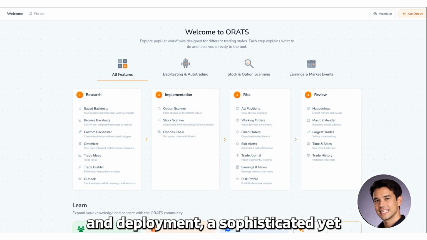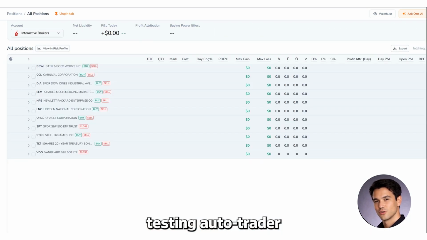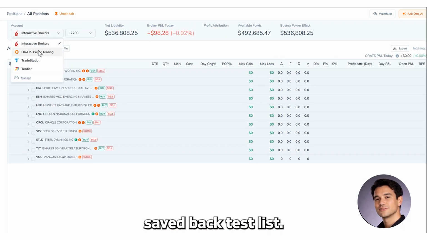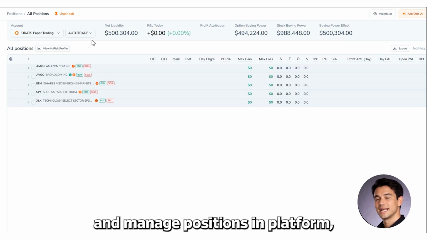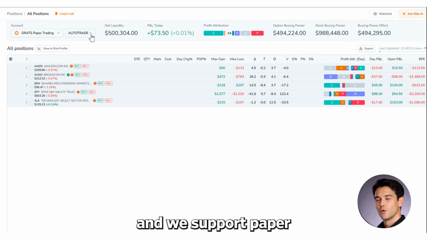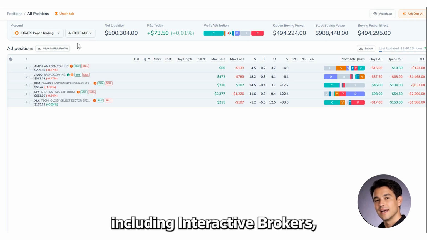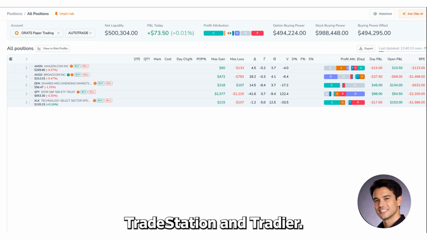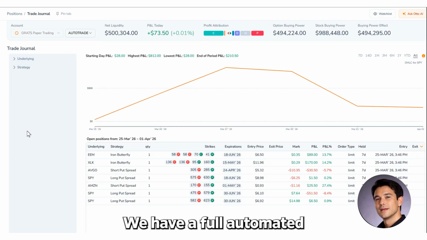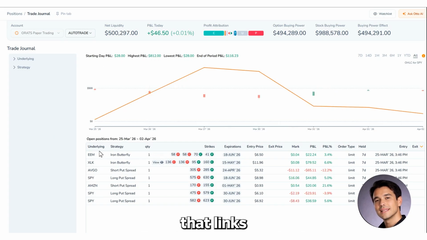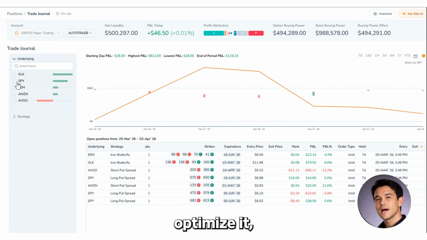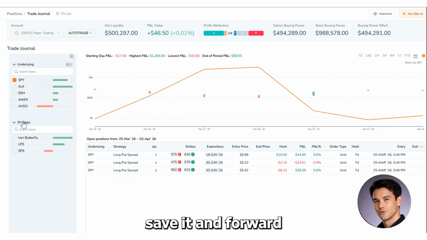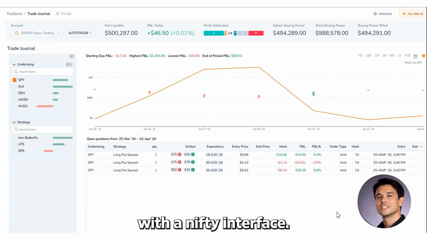A sophisticated yet easy-to-use forward testing auto trader launches from the user's saved backtest list. On the execution side, you can send orders and manage positions in platform, and we support paper trading and broker connections, including Interactive Brokers, TradeStation, and Tradier. We have a full automated trading workflow that links the whole process together. Find a strategy in Backtest Finder, optimize it, save it, and forward test it automatically. The Trade Journal tracks all the trades with a nifty interface.